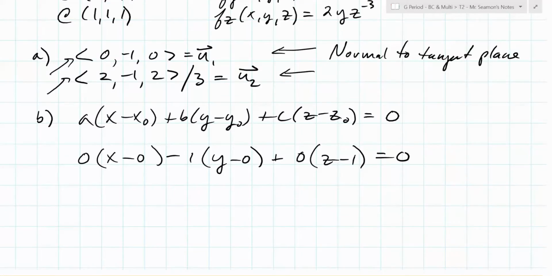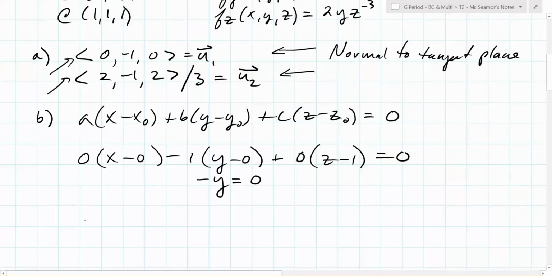So does that simplify rather nicely? What does it turn into? Negative y equals 0. So there's the first tangent plane. Yay, exciting. Doesn't matter what x and z are. It's just negative y. Wherever you are, it's just negative y.